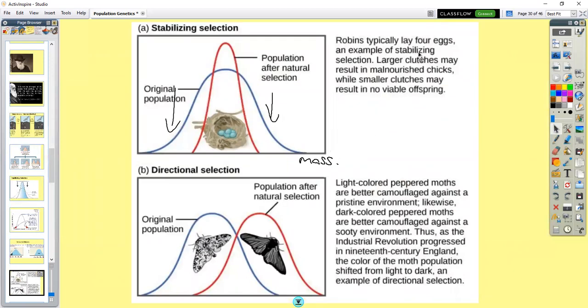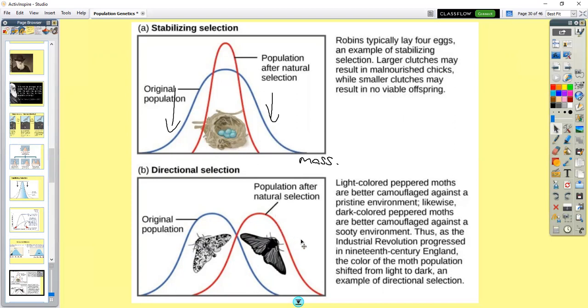So with robins that lay 4 eggs, the mass of the eggs, you can see here, some will have very small mass, some will be larger mass. The smaller mass of eggs don't survive, they're not viable. The larger mass of eggs, it's harder for the robins to feed, so they're selected against as well. Most of the ones that survive will be of average mass.